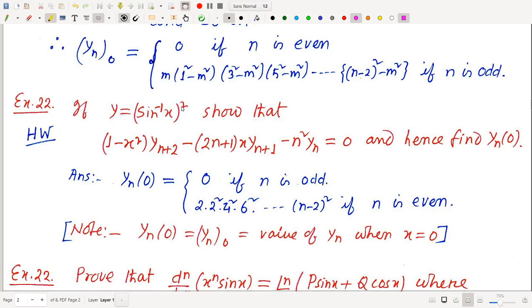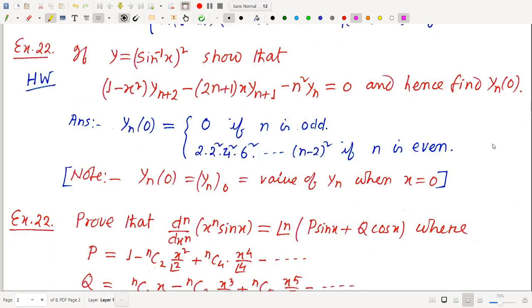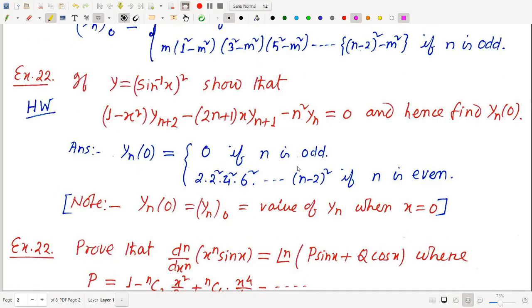Example number 22. If y equal to sin inverse x whole thing square, show that 1 minus x square yn plus 2 minus 2n plus 1 x yn plus 1 minus n square yn equal to 0, and hence find yn(0). Here yn(0) means value of yn at x equal to 0. Various notations are used. I have written here yn first bracket 0 or first bracket yn suffix 0 means value of yn when x equal to 0. The answer is given here, similar to previous example. Like example 21 you can do.